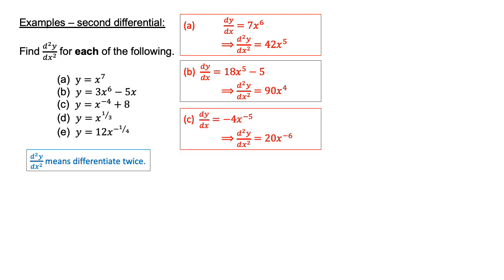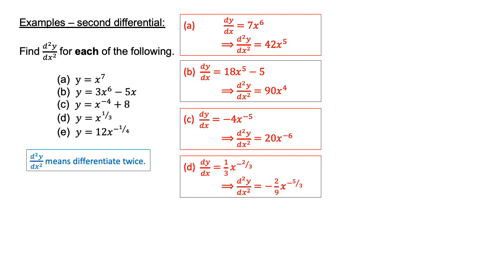And C, again, doing it twice over, we get that expression. The fractions: times by a third, power goes to minus 2/3, but now I've got to work with that expression and differentiate again to get d squared y by dx squared. So a third times minus 2/3 is minus 2/9, and minus 2/3 take away a whole is minus 5/3.